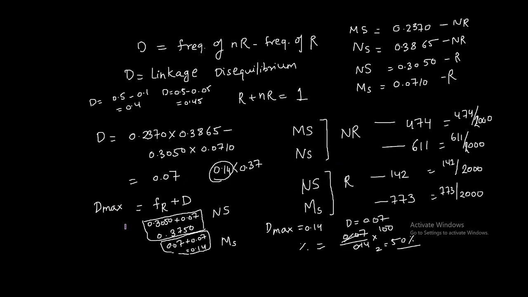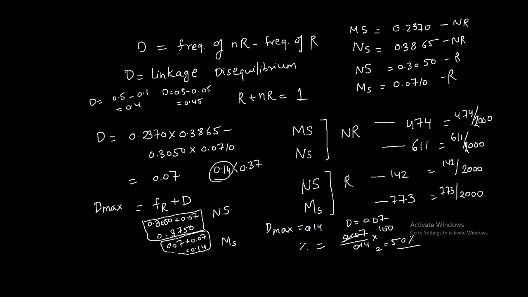Now you need to calculate the Dmax. For calculating the Dmax, the formula is the frequency of recombinants, and you add the value of D to that. So the frequency of recombinants is 0.3050. You add the D value 0.07, you will get this value. Then similarly, the other recombinant frequency is 0.07. You add the D value to this and you will get 0.14. And 0.14 is lesser than 0.37. So Dmax is going to be equal to 0.14.